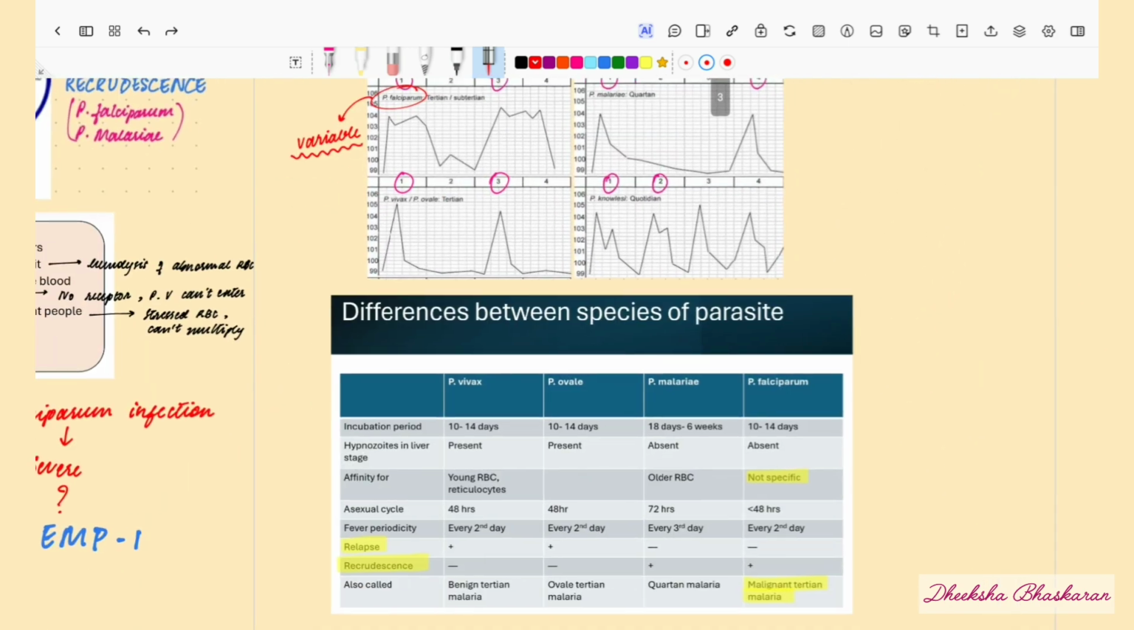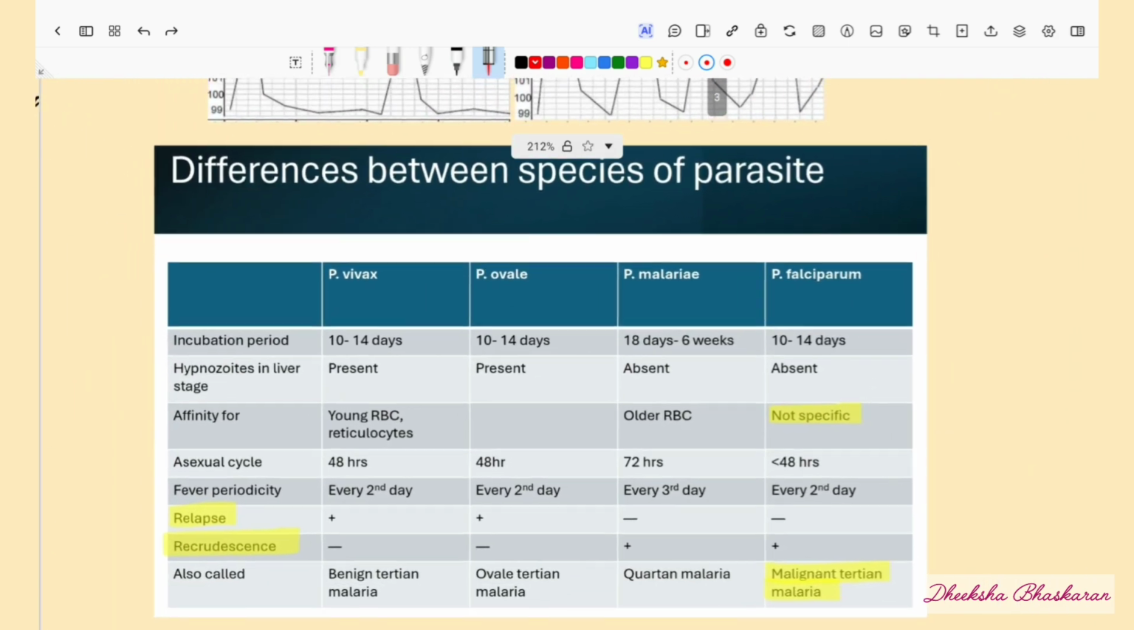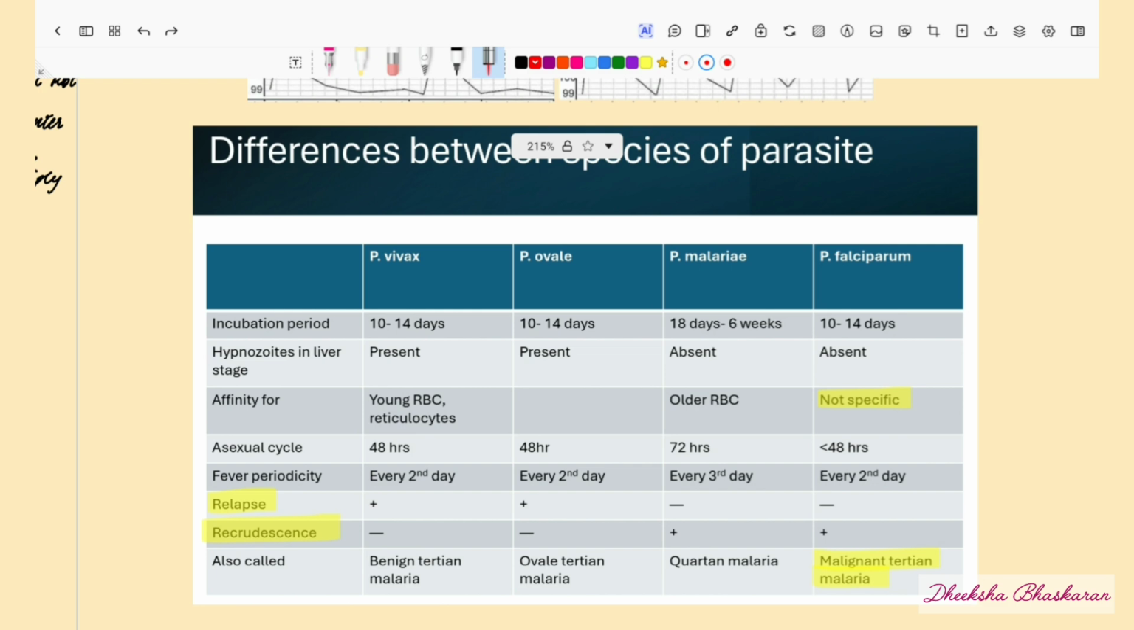Then we'll talk about the differences between the various species of the parasite. Incubation period is pretty much the same, but it can be variable across all the species. Hypnozoites, we spoke about hypnozoites, the dormant stages in the liver. So these are present in vivax and they're present in ovale. What do they have affinity for? By affinity I mean which kind of RBC does the liver merozoite which is released affect?